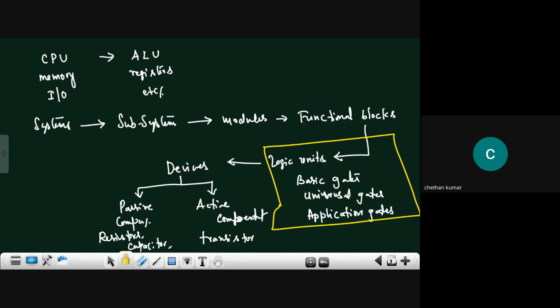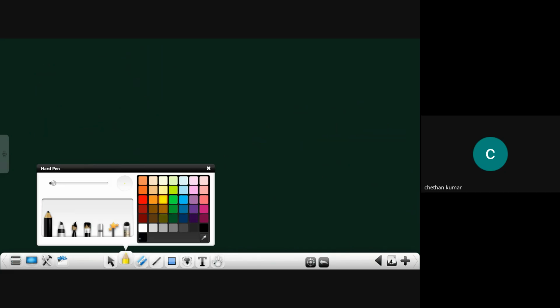Do you understand? So this is what we call the top-down approach. Top is the system, bottom is what? Your devices, passive and active components. So to develop the logic units and the functional blocks, first you should have a foundation in Boolean algebra. To understand Boolean algebra, first you should have an idea about what? Number systems. So we'll start with number systems first.